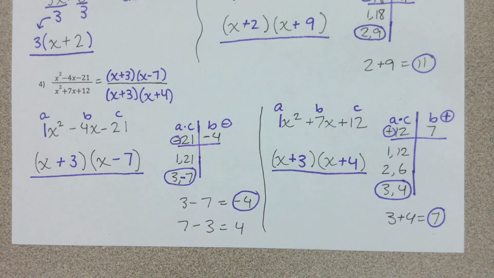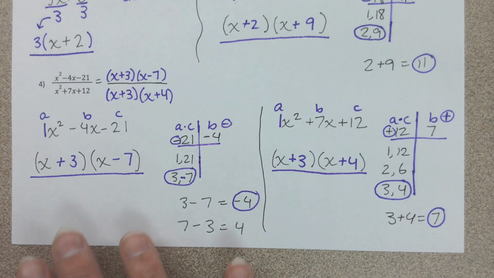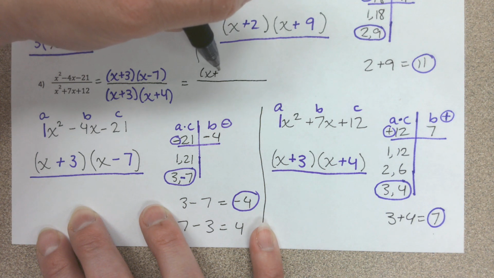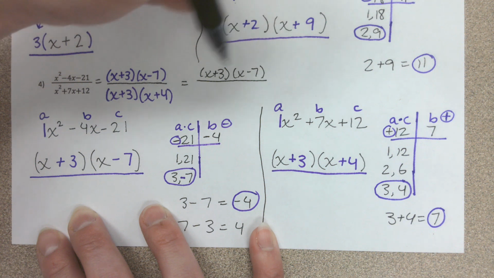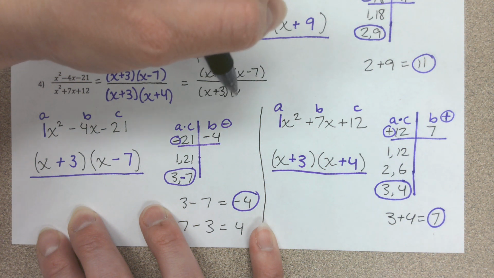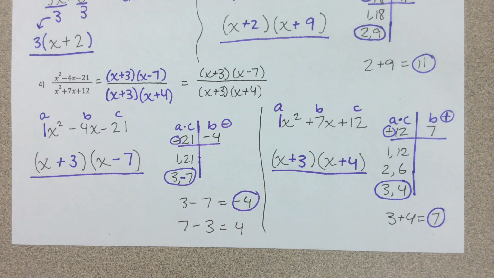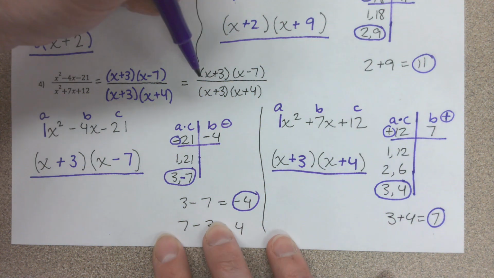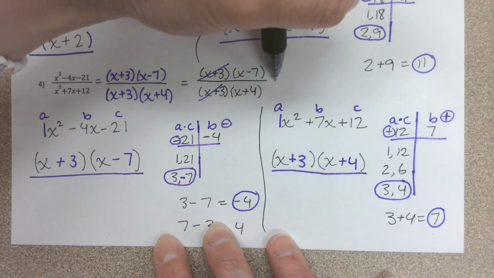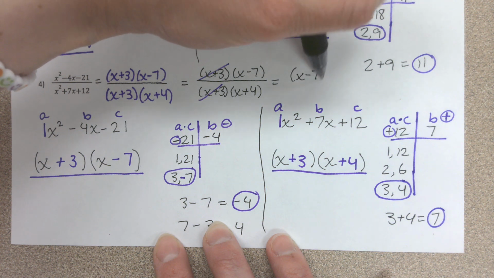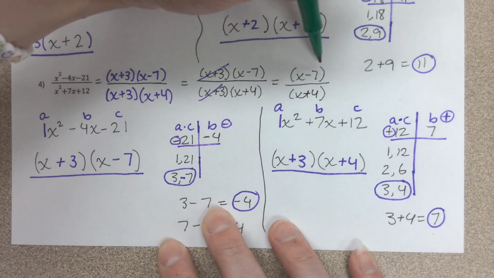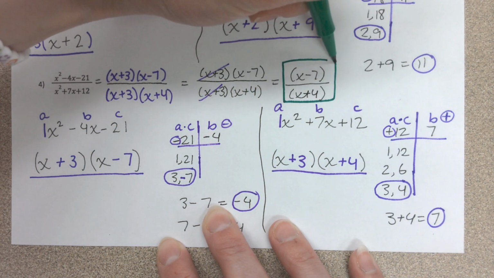Now that we've factored, we can go into the canceling step. Again, I want a nice version first, so I'm going to write it again before I cancel. X plus 3, x minus 7, over x plus 3, x plus 4. Hopefully you notice the x plus 3 on top and bottom. We can cancel those out. So we have x minus 7 over x plus 4. That's our answer.